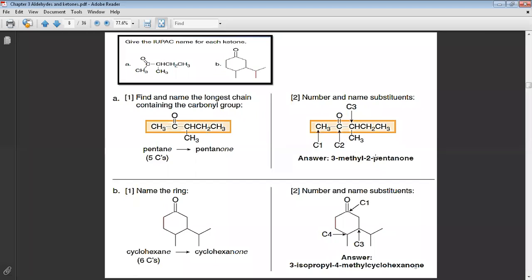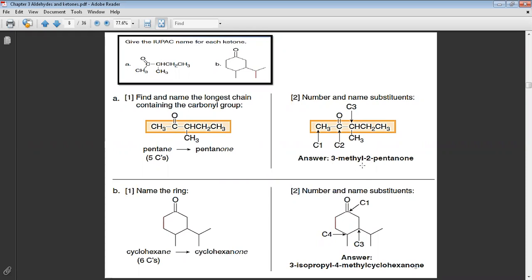Pentanone. Okay, where is the carbonyl? The carbonyl is on the carbon number 2. That means it will be 3 methyl 2 pentanone. This 2 refers to the position of the -one. Where is the -one? On the carbon number 2, the carbonyl group. Okay. 3 methyl 2 pentanone.